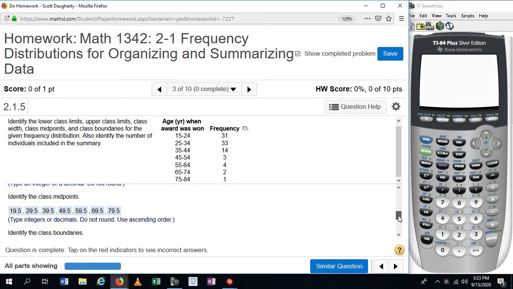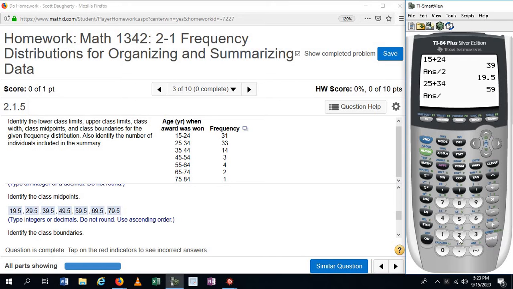All right, next we're supposed to identify the class midpoints. So the first class goes from 15 to 24. If you want to find the midpoint of that class, what you do is you add the lower class limit to the upper class limit, and then you divide that by 2 to get the midpoint of the class. And so the midpoint for this first class would be at 19.5. Now, of course, you can continue to do this for each class. So the next one, you would take 25 and add that to 34, and then divide that by 2 to get the midpoint of this class, which is 29.5.